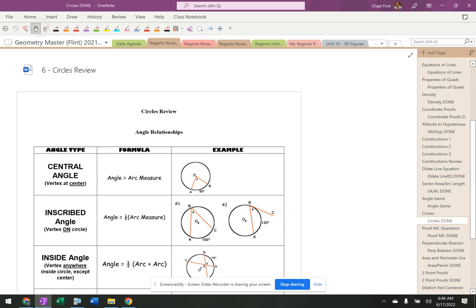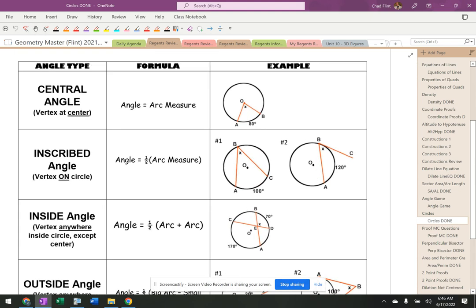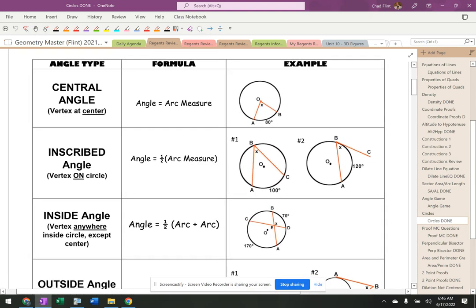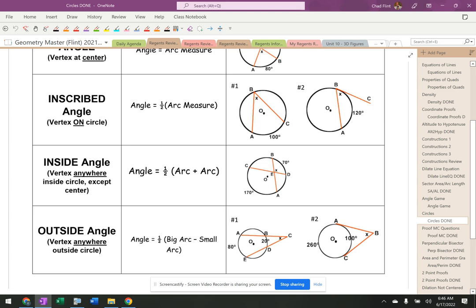Okay, so for the four angle rules, remember it's where the vertex is. If the vertex is at the center, the angle and the arc are identical. If the vertex is on the circle, no matter what it looks like, then the angle is half of the arc. If the vertex is inside the circle someplace but not the center, then you take the intercepted arc and the intercepted arc of the vertical angle, you add them and then divide by 2, half of the sum of the arcs.